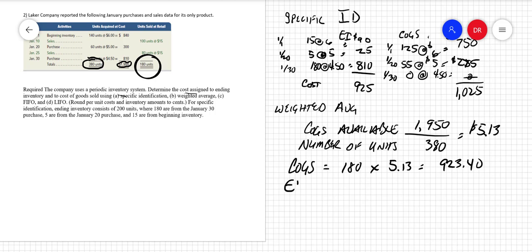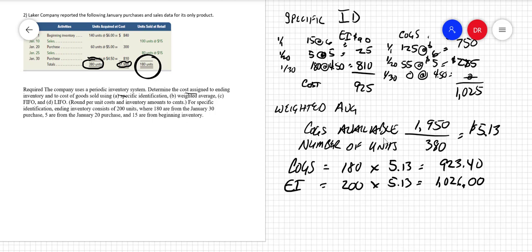We have ending inventory, and the units in ending inventory, when we add all these up here, it's 200 units. Because we had 380 to start with, 180 in cost of goods sold. 200 units at $5.13 is going to give us $1,026. That's a period or a decimal. So anyway, that's the way we calculate this.